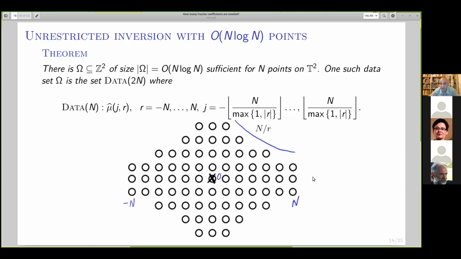And how many points are these? Well, there will be n plus n over 2 plus n over 3 plus n over 4 plus and so on up to n over n. That's n log n. Okay, this set of points is n log n. And we're going to show now that this is enough to determine everything. And how do we do this?